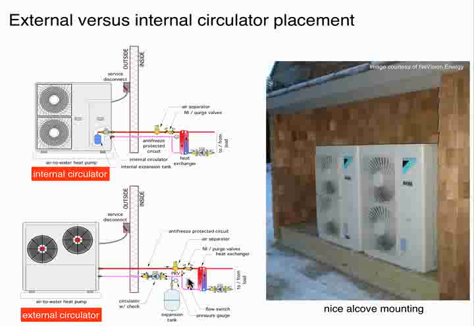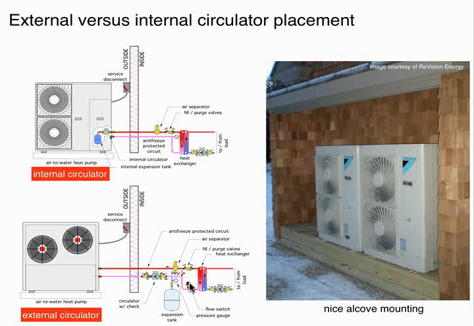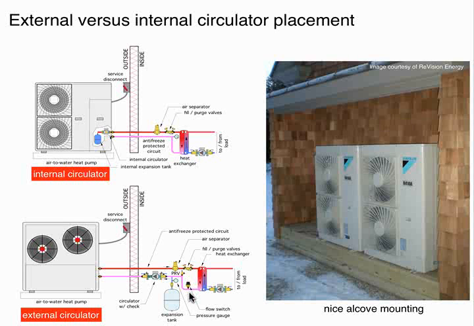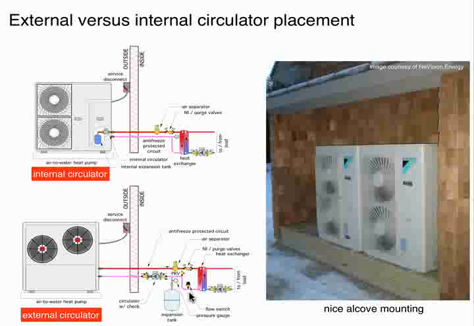This lower schematic shows a typical setup where we've got a heat exchanger, purging valves, air separator, circulator, and because this is now a closed hydronic loop, we do have to have an expansion tank on there. One other component I'll point out right here is a flow switch. The flow switch is in there so that we don't accidentally freeze up that heat exchanger.